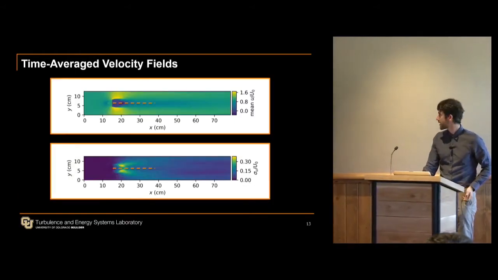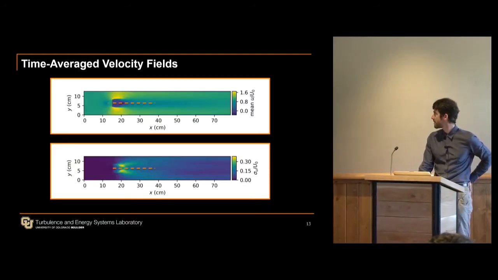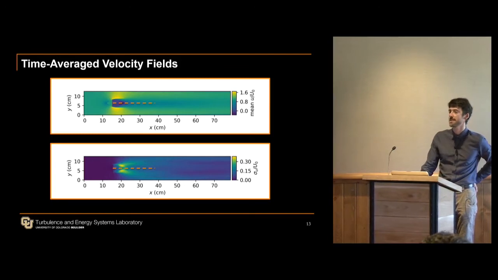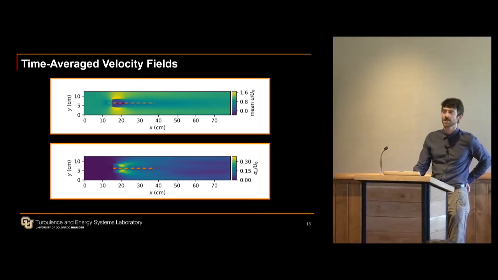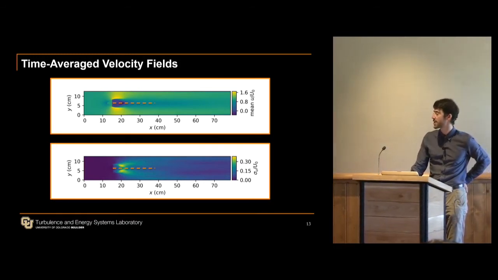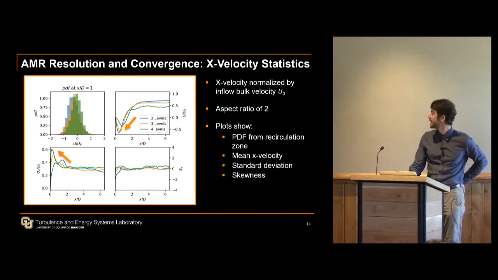And we're going to look at some statistics here. We have time average velocity fields. This is just the two-level refinement case. We're going to look at the statistics along the center line to understand those recirculation zone length changes. So that's what those dashed lines show. These are our statistics at this point.